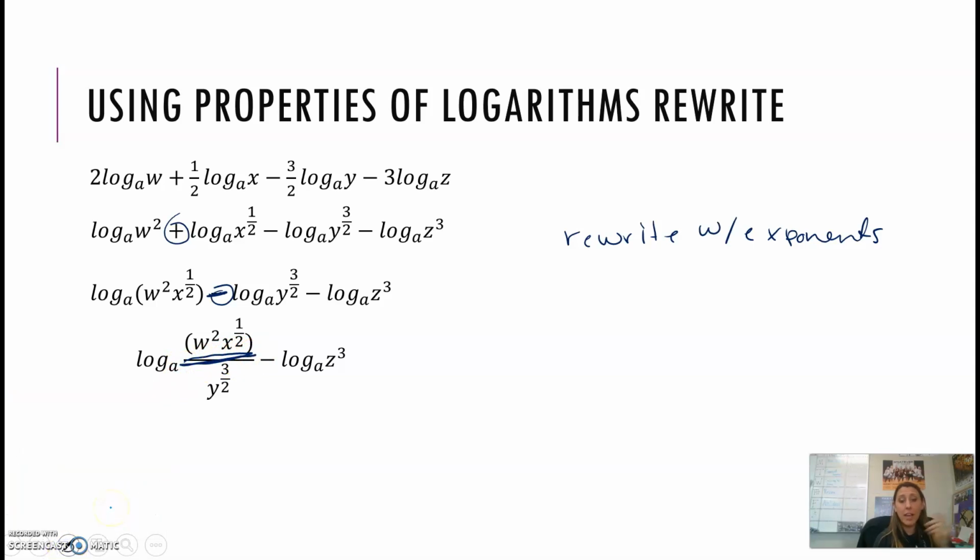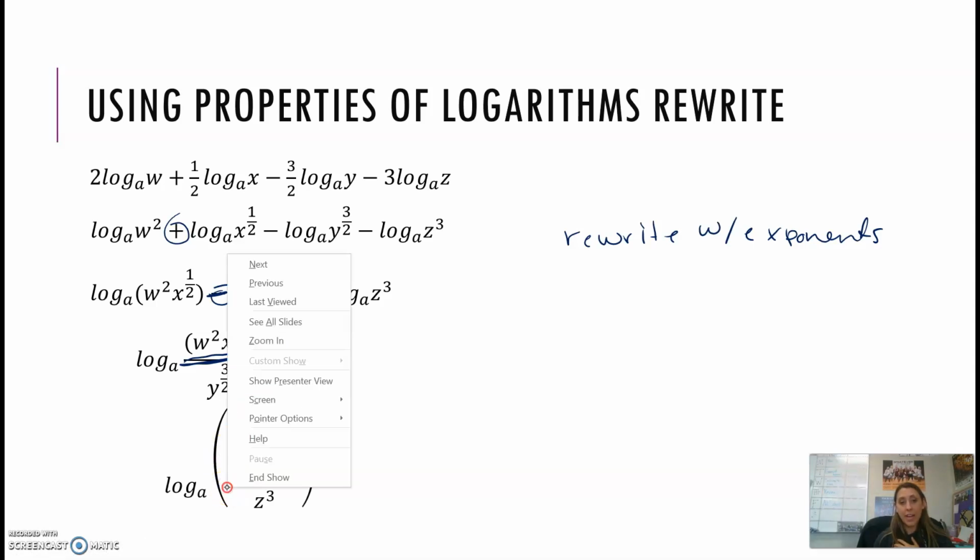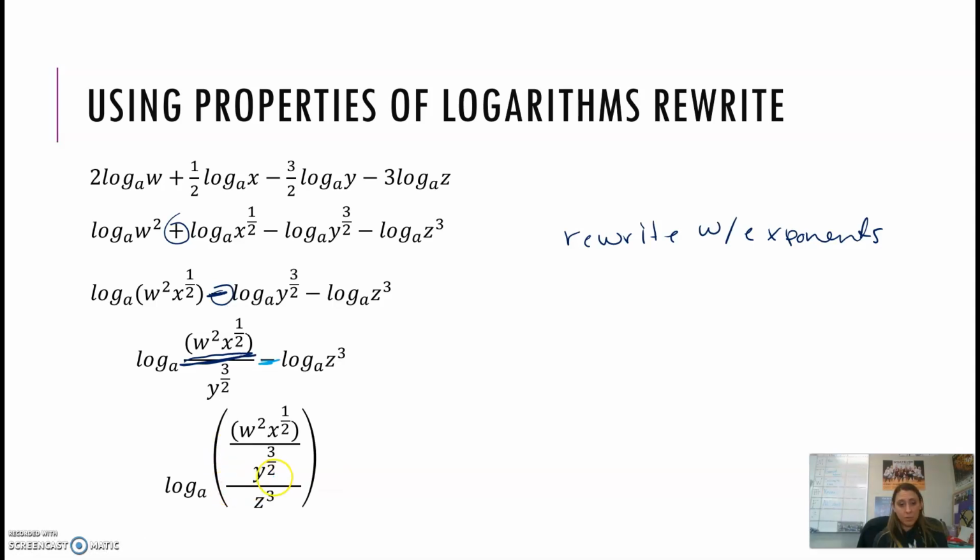Blue. Okay, so now I have another division sign right here, another minus sign, which means I'm going to have another division sign. So that's this division. That's this division sign right here. So this one is right there. So now I have all of this in my numerator divided by z cubed.